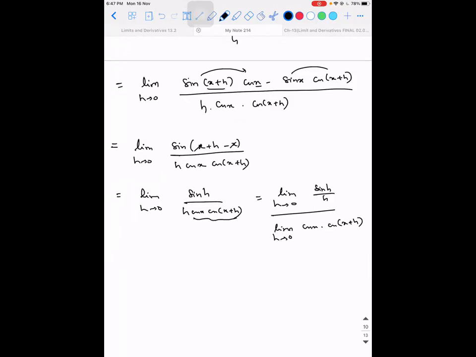That's it. So what will happen to the numerator, guys? Limit h tends to 0 becomes 1, sir. It is 1. Now when you substitute h tends to 0 here, 1 divided by cos x into, when you substitute 0 here, it is another cos x. So 1 divided by cos square x. So what is the answer? Secant square x, right?